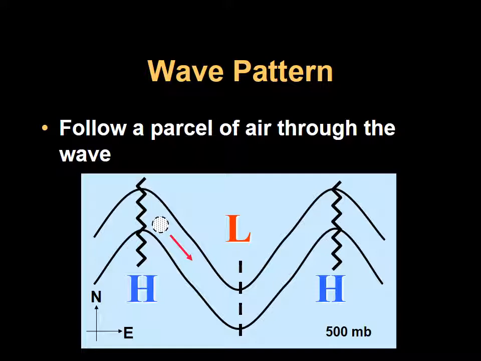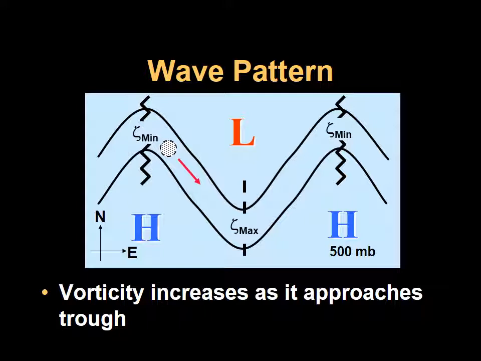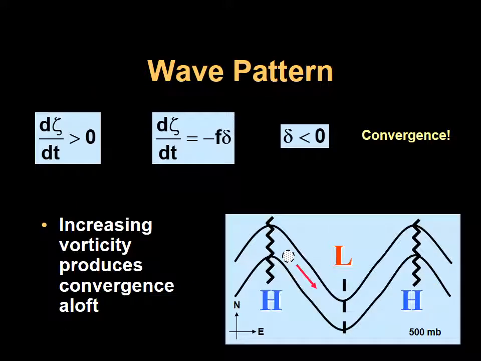As it moves from the ridge to the trough, that means that it's going from an area of minimum vorticity. Remember that ridges have minimum vorticity or even negative vorticity, and troughs have positive cyclonic vorticity. So that means as you go from the ridge to the trough, the vorticity is increasing following that parcel. This is Lagrangian flow, moving along with the parcel.